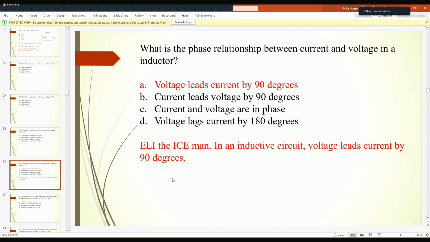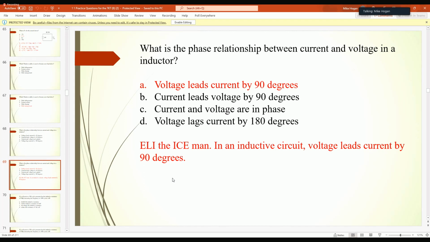Was this given to us the second session? What session was this in? It would have been probably the same session we started talking about alternating current. Okay. And when we started talking about inductors and capacitors, right?